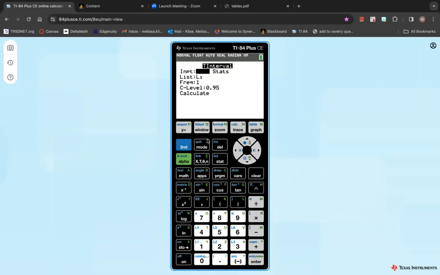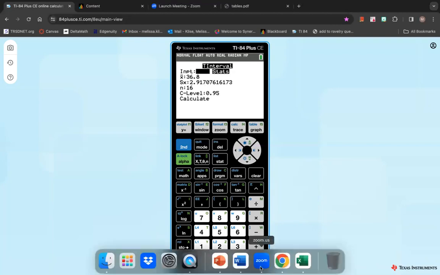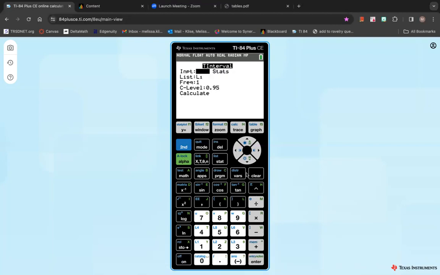Hit enter. So there are 2 different options here. Data is if you have stuff in your L1 column. Stats is if they gave you a mean and standard deviation and you want it to calculate based on statistics. Notice here, because we'd already run stuff with our data, it's already entered in here. But anyway, we're going to use the data that we just entered in, and our data is in L1.